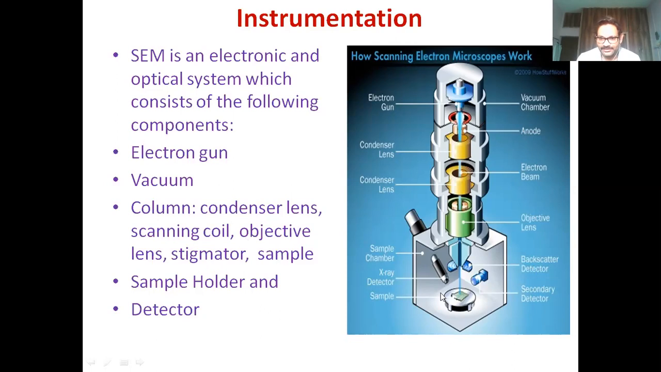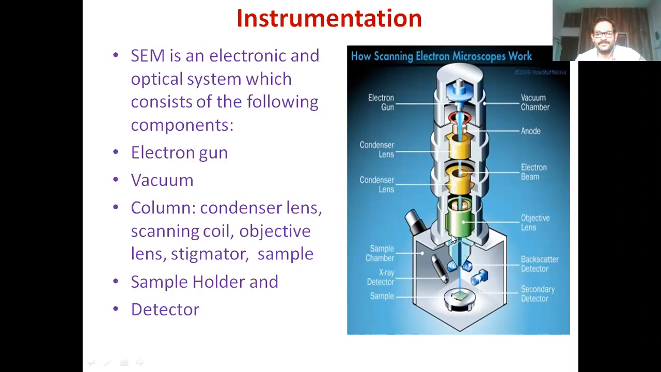And the sample. Here it is. We have the sample, and the sample holder. This is the sample holder. And detectors. These are the detectors. This is one detector, this is the other detector, and this is the third detector. This is called a backscattered detector, a secondary detector, and an X-ray detector. Okay, here it is. We can call this the sample chamber.